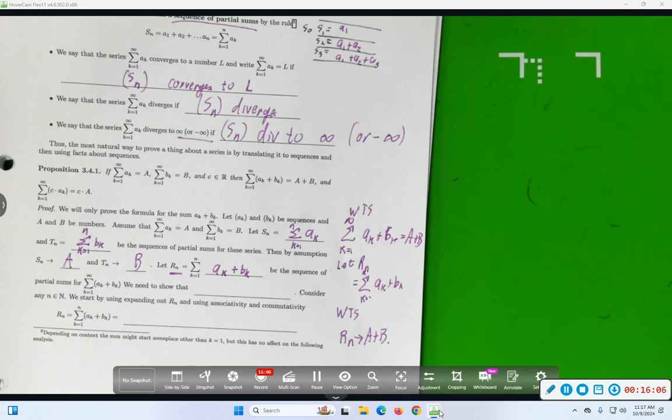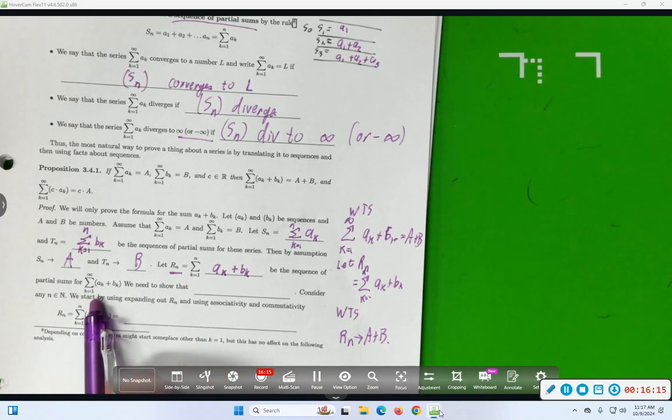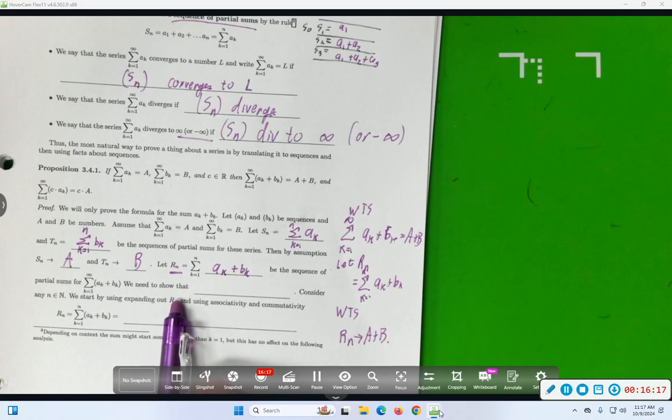So Rn is the sequence of partial sums for that infinite series. I need to show that Rn converges to something to complete this proof. A plus b. Yes, good.